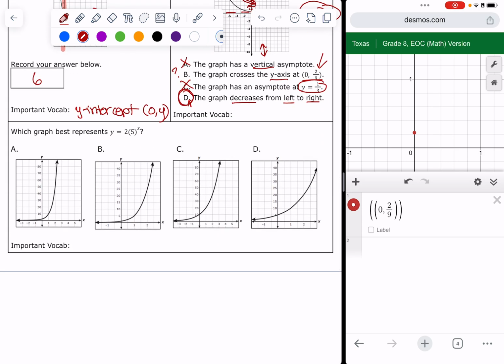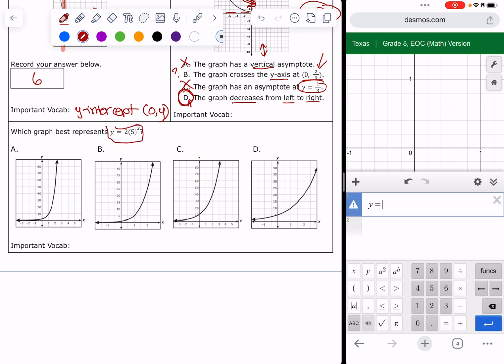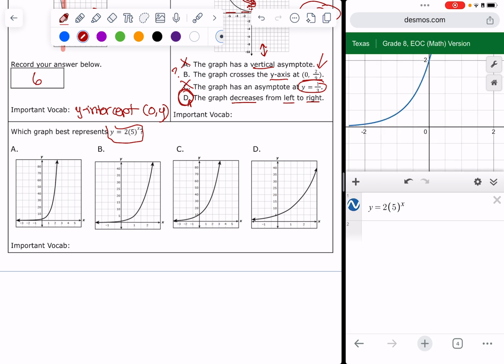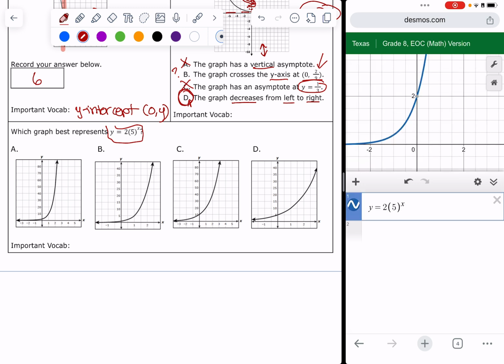We have, which graph best represents this. So I'm going to put this in Desmos. Y equals 2 parentheses 5 parentheses little x. Now, I know my graph is increasing. It's going up. This one goes up. This one goes up. Oh, they all go up. That's terrific. Okay, and I know I touch at (0, 2). Here, I don't know where we touch. Here, I know it's (0, 10). I'm looking for (0, 2), so I'm going to eliminate. (0, 5), I know this is not true either.